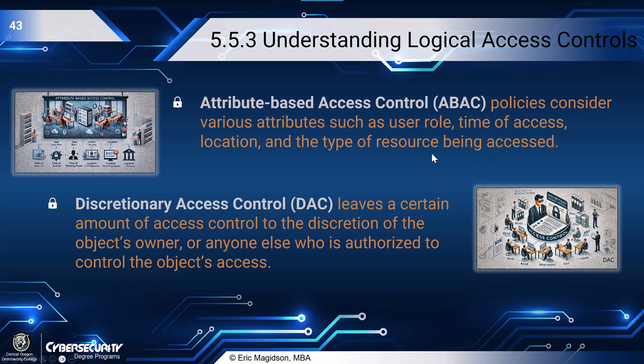Again, keeping things simple. Discretionary access control leaves a certain amount of access control to the discretion of the object's owner. And I made an example of this when I said you create a Word document, right? You become the owner of that Word document. And in certain cases, you can go in and assign permissions so that other people can read, but say not modify your document.